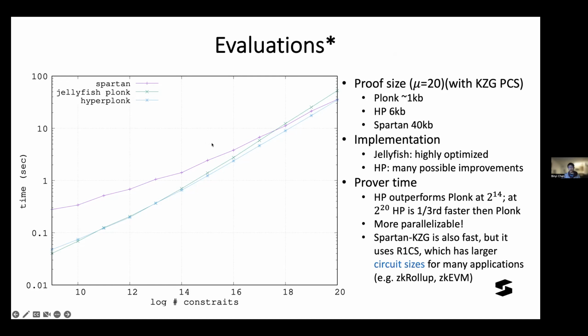Also, we compare HyperPlonk with a variant of Spartan that's plugged with the KZG PCS for a fair comparison. And it turns out Spartan is also very fast. But the key difference is that Spartan only works for R1CS, and it involves more constraints for certain applications like zk rollup or Zcash or zkEVM. So HyperPlonk is still more efficient because it can represent this computation using much more succinct circuits. So the scale you need to prove is smaller, and the final prover time is still better in these applications.